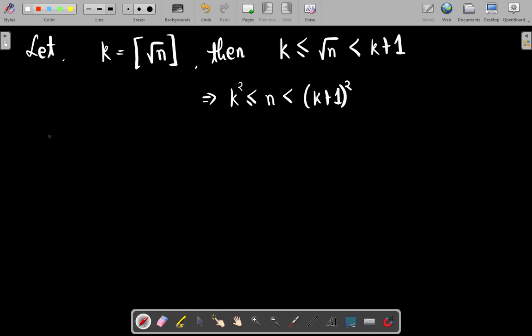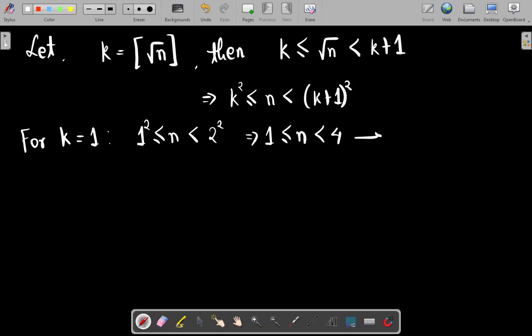So for k equal to 1 in this inequality, we get 1 square is less than or equal to n is less than 1 plus 1 square, which is 2 square. So this implies that 1 is less than or equal to n and less than 4. So this means n can take 3 values here: it can take the values 1, 2 and 3.